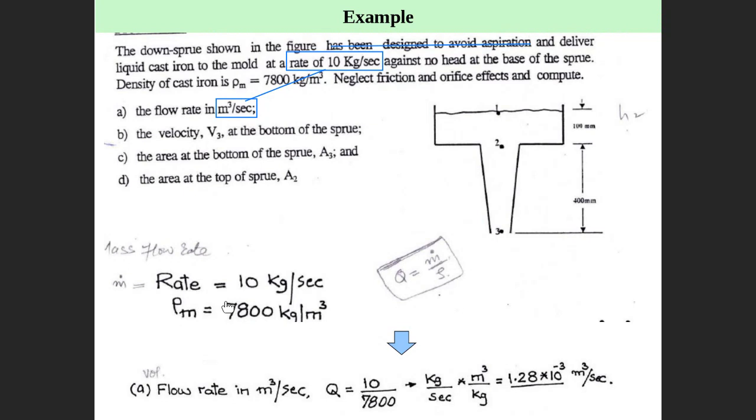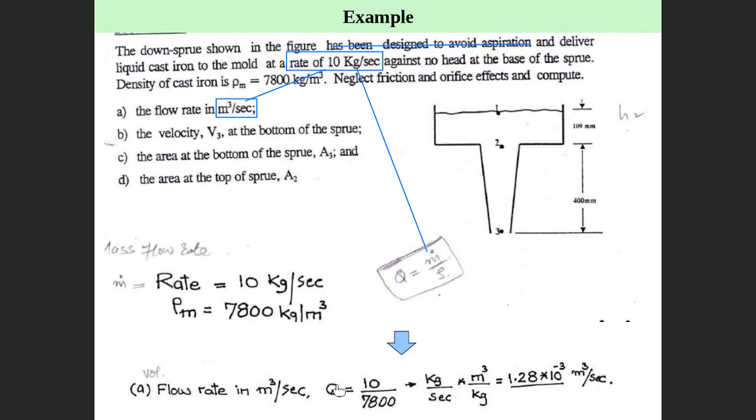The relation between mass flow rate and volume flow rate is Q equals m dot divided by rho. Kilogram, you divide by density, you get volume. 10 kilograms per second is the m dot. If you divide m dot by the density given here, you get Q, which is the volume flow rate, not mass flow rate. Volume flow rate is in cubic meter per second. If you have mass flow rate, you divide by rho and you get the volume flow rate.